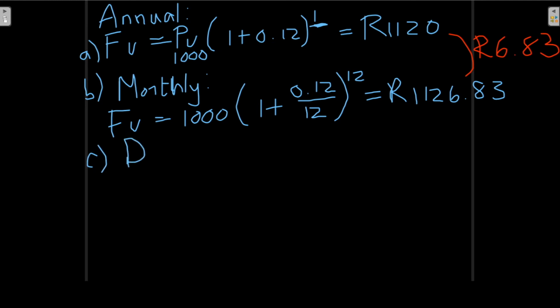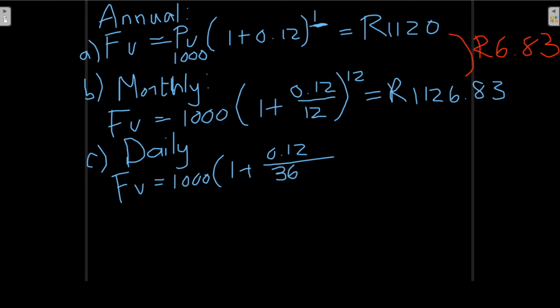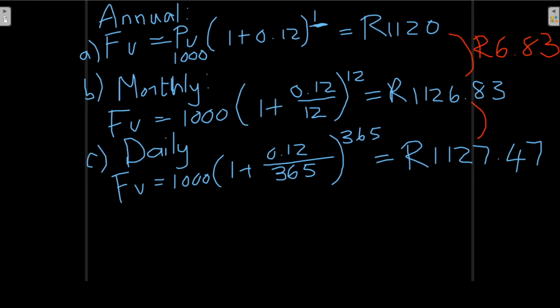Now if the compounding is daily, and we divide it by the number of days per year to get the effective daily interest rate, we have 365 compounding periods per year. Okay, and again there's an increase in my future value from B to C. The increase is 64 cents.